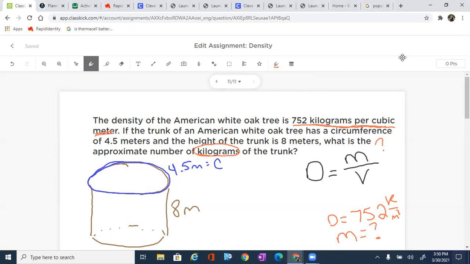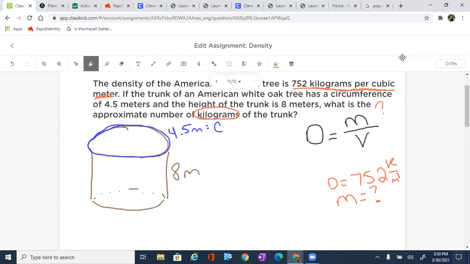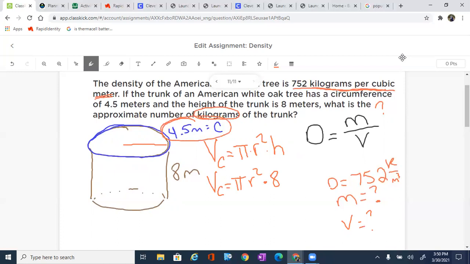Well, one thing we don't know is the volume. So we are going to have to say, what can we calculate? We need the volume. It gives us information about the volume. We're talking about a cylinder, and it gives us the height of a cylinder and the circumference of a cylinder. So because of that, we should be able to find the volume of a cylinder. The volume of a cylinder, if you remember, is pi times the radius squared times the height. It says that the height is 8, but it doesn't give us the radius. It gives us the circumference.